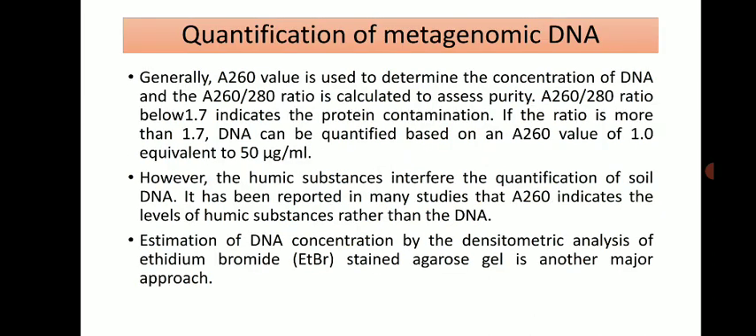humic substances interfere with the quantification of soil DNA. Keep one thing in mind: in metagenomic DNA extraction and purification, humic acid is the biggest hurdle, and it is a major contaminant found in the soil environment. It is a natural content of soil. It provides nutrients to crops, has roles in water holding and in maintenance of soil fertility, and it is the major contaminant if you are going to analyze a sample from soil.